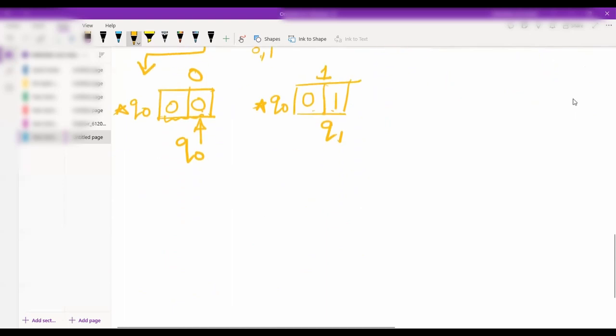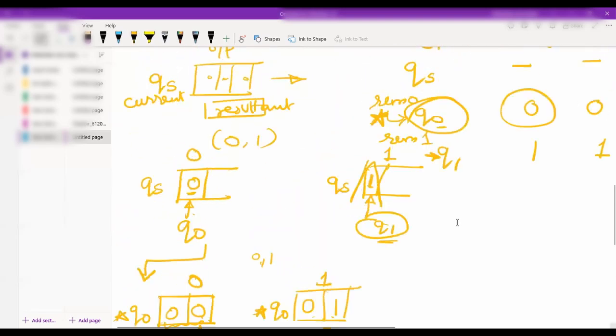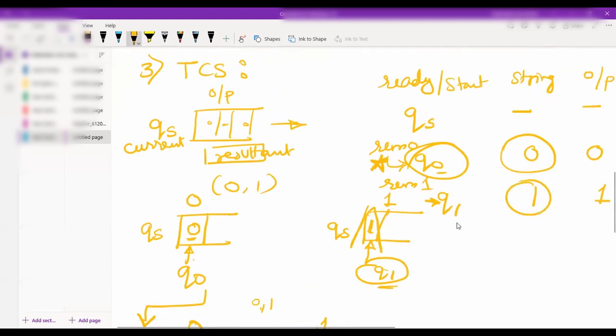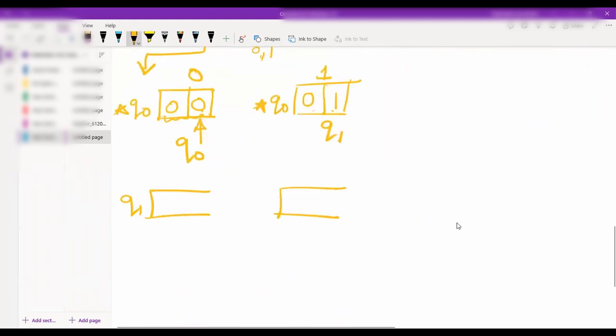So now we will consider the Q1 state. Which string is represented by the Q1 state? Q1 is representing the input string 1. So we will write Q1. So Q1 represents the string 1. So here also and here also. Now we are ready to read the next symbol. The next symbol we are going to read here. As we have binary digits 0 and 1, the next bit can be either 0 or 1.